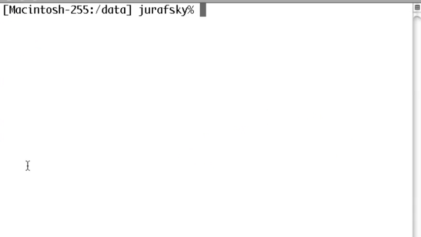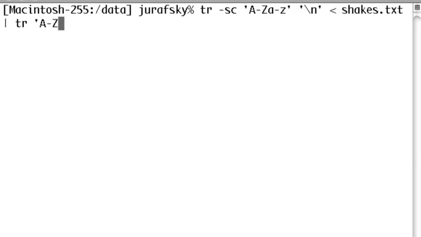And let's do a little search for words ending in ing in Shakespeare. So we're going to first take all of Shakespeare and turn all the non-alphabetic characters into new lines. So we're going to get one word per line. Then we're going to translate all of the uppercase to lowercase. So we're combining all the uppercase and lowercase words.